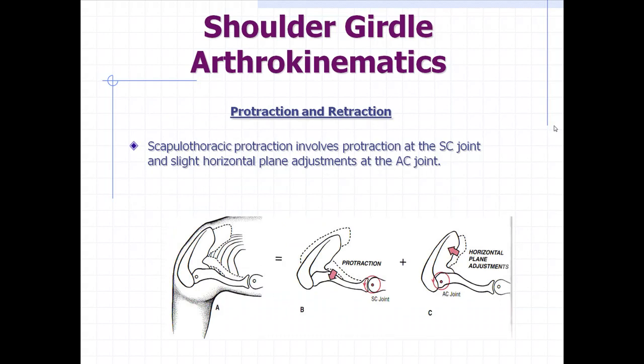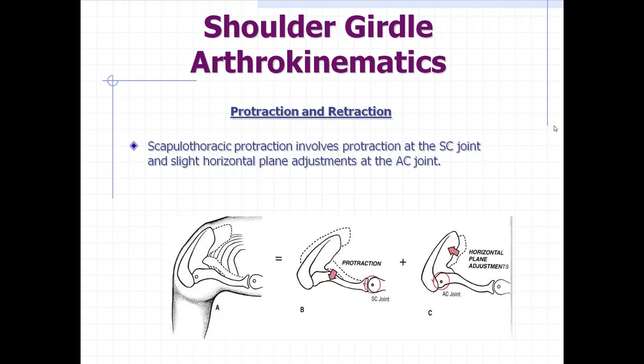In the movement of protraction and retraction, the scapula is seen to move around the thoracic wall, and as it does so, there is a relative anterior movement of the acromion relative to the clavicle, or a posterior movement of the clavicle relative to the acromion. Again, the reverse occurs as we go into the movement of retraction.